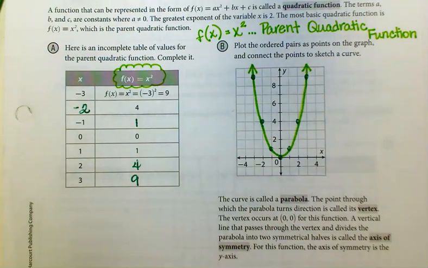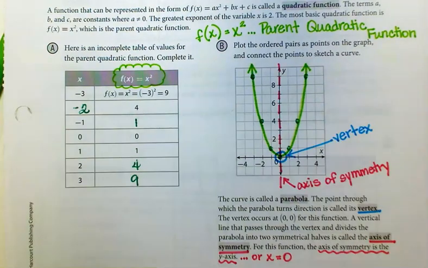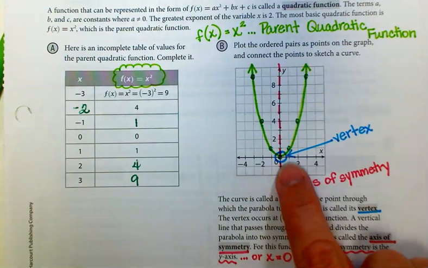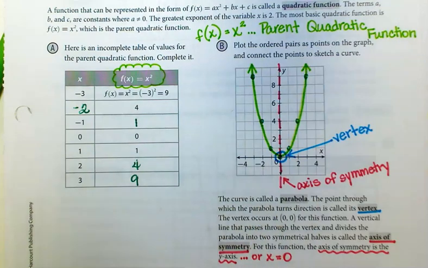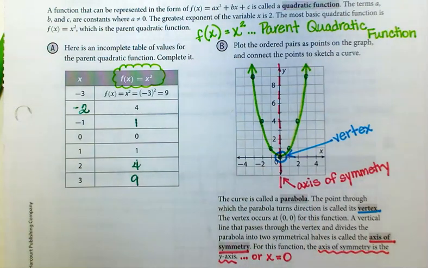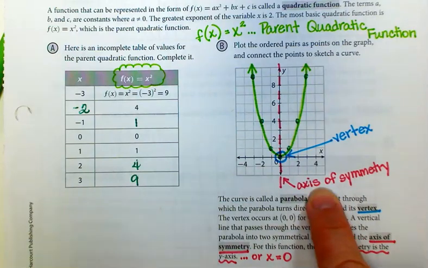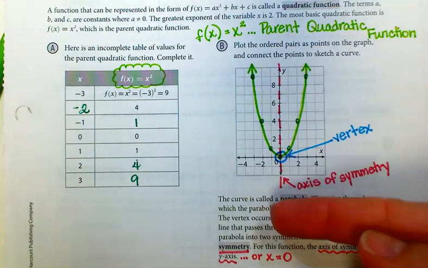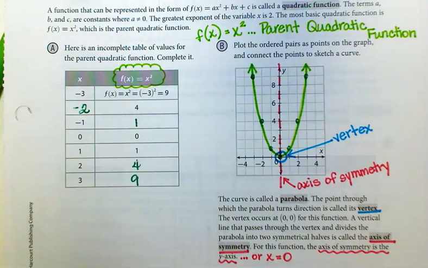A vertical line that passes through the vertex and divides the parabola into 2 symmetrical halves is called the axis of symmetry. For this function, the axis of symmetry is the y-axis, or in other words, the axis of symmetry is x equals 0. Okay, so I've labeled a few things. The vertex, the point that it turns around at, for the parent function, your vertex is 0, 0. For the axis of symmetry for your parent function, it's the vertical line x equals 0, in other words, the y-axis.